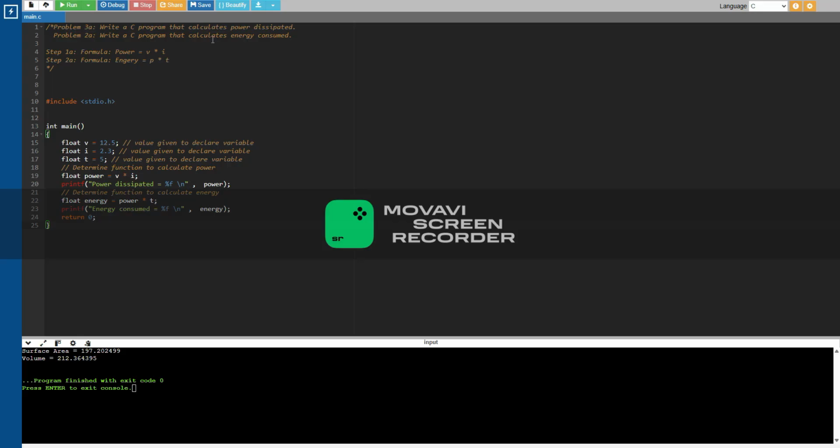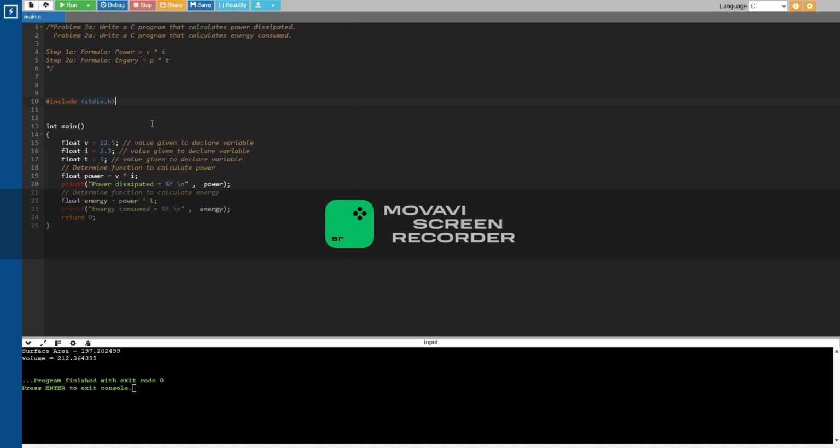Finishing up with problem 3, we want to write a program that calculates the power that's been dissipated, and we want to calculate the energy consumed. So we want to determine the power formula, which was given to us, is V times I, and the energy is P times T for time.